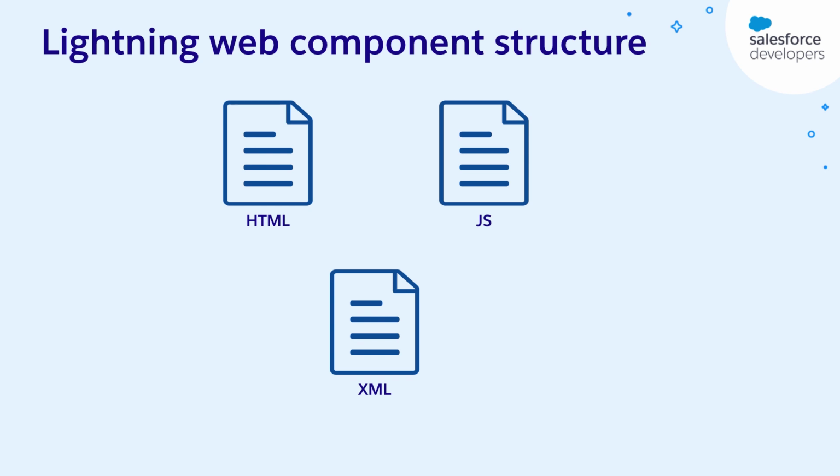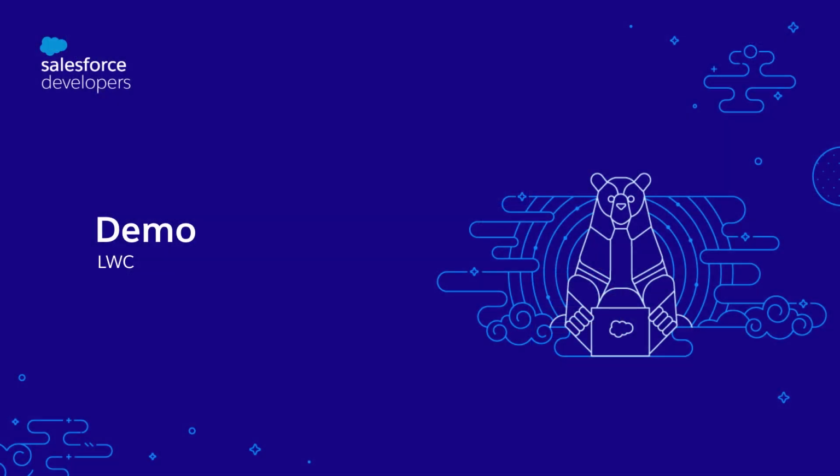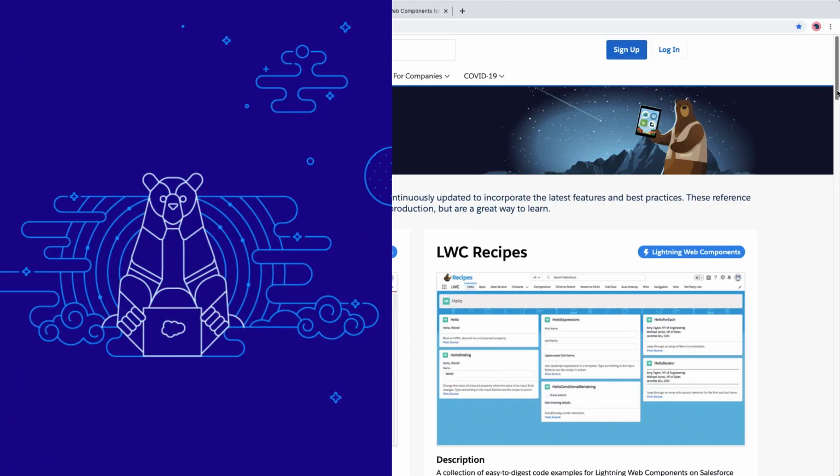The metadata file is an XML file where you can define all the Salesforce platform related configurations. You can also optionally create your own styles for your component using a CSS file. You can also optionally define the icon for the component using an SVG file, which will be reflected in your Lightning App Builder. Now let's jump into the demo.